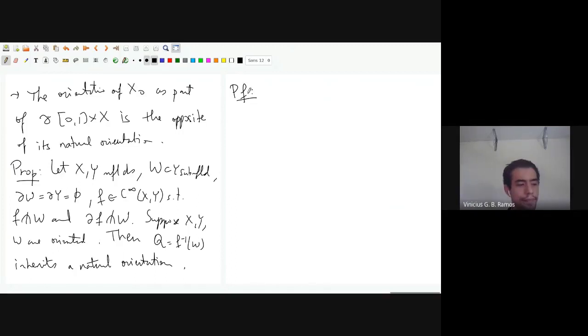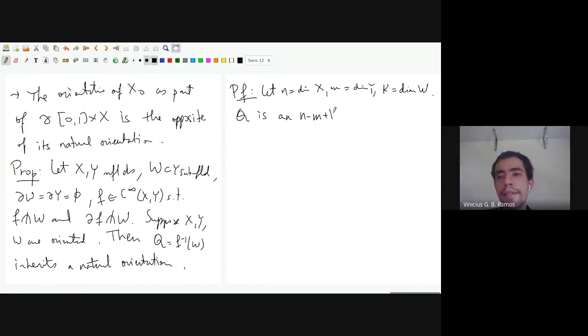Okay, so let's call n the dimension of X, m the dimension of Y, and k the dimension of W. So we know that Q is an n minus m plus k dimensional manifold, a submanifold of X. So the codimension of Q is the same as the codimension of W.